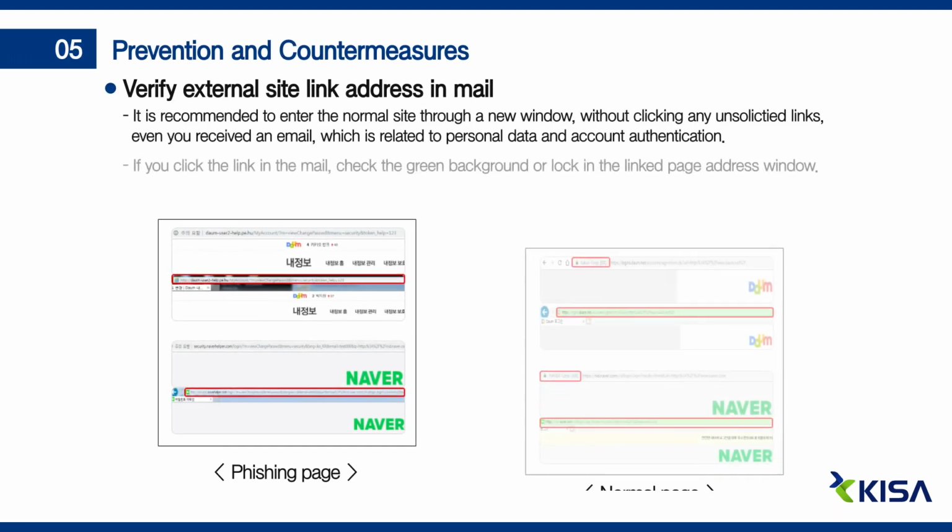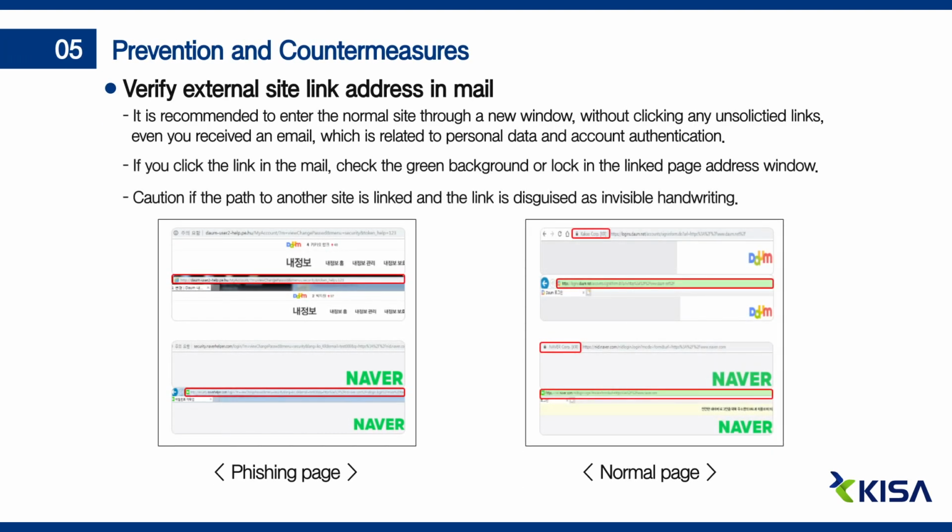Lastly, I'd like to introduce you to the prevention and countermeasures. The following are prevention and response measures. Even if you can't distinguish phishing emails and connect to a phishing page, you can prevent leakage if you don't actually enter your account information. You can check the phishing page through the address bar.